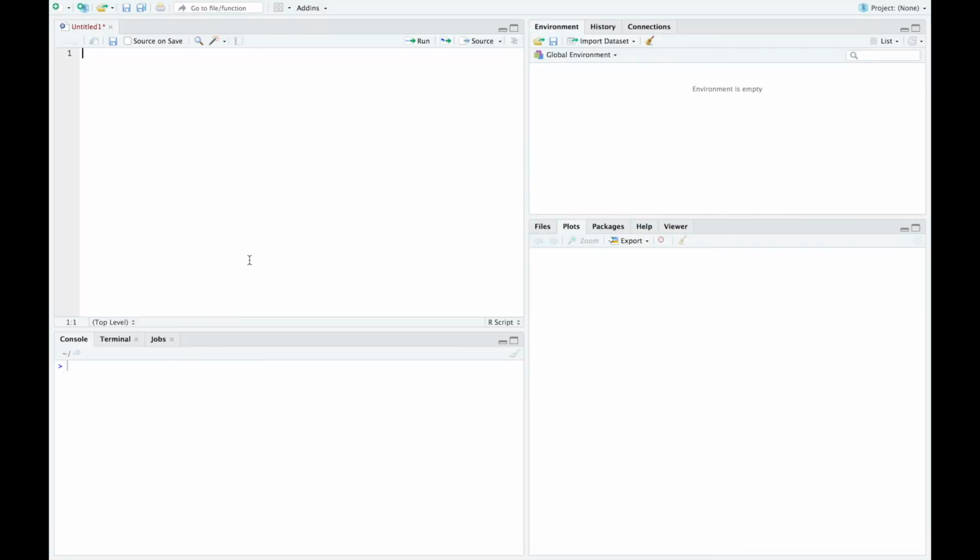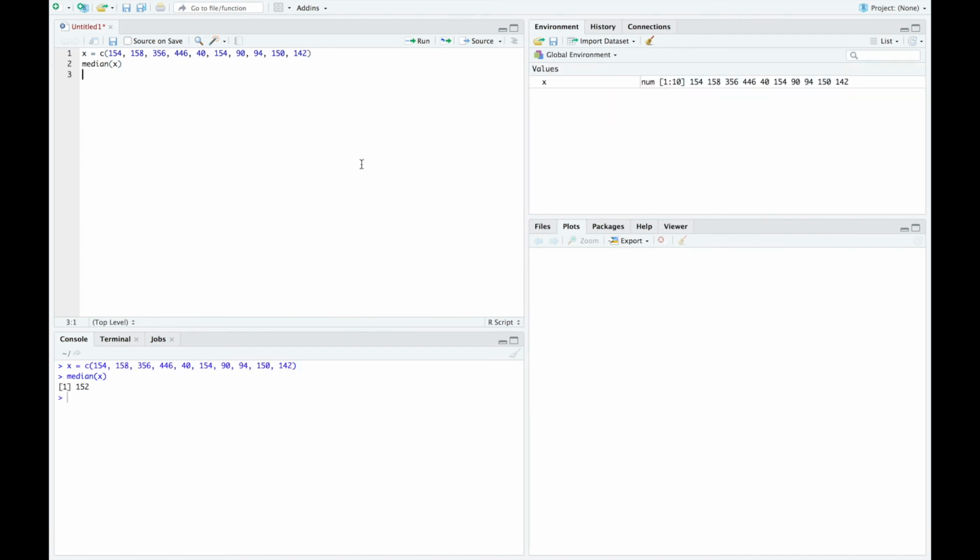Here I have my RStudio, and I want to look at finding the median, the 70th, 80th, and 90th percentiles. I've started by just entering in my vector x, which contains all of the weights. And then I want to find the median of x. Running this, I can see that the median of this data set is 152. Next, I want to find the 70th percentile. So I'm going to use quantile(x, 0.7) since I want the 70th percentile. So the 70th percentile we can see is given by 155.2.